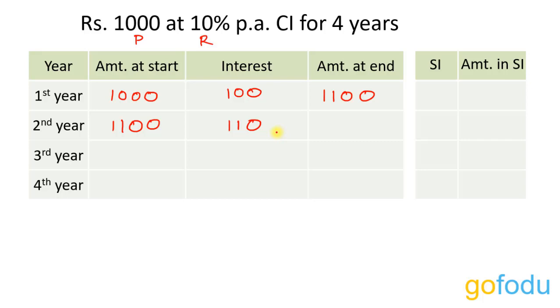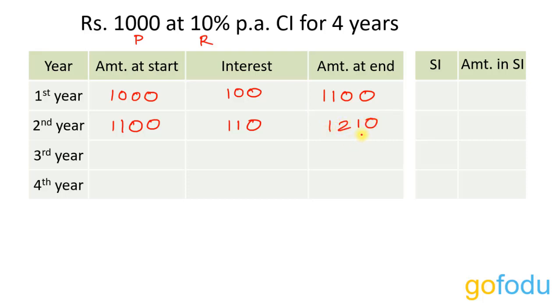In simple interest, interest generated each year was the same. In compound interest, it is different for each year, as the principal itself is changing. 1100 is the new principal now. So in compound interest, interest in the next period is calculated on the outstanding amount each year. That is the principal sum plus previously accumulated interest.